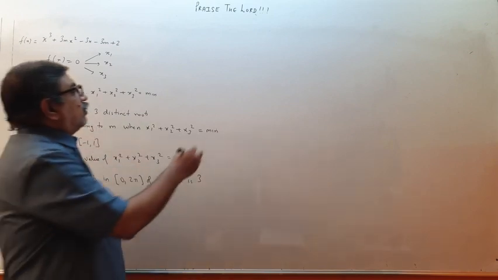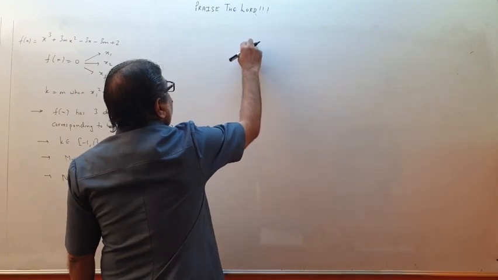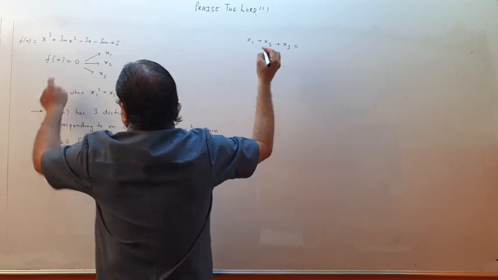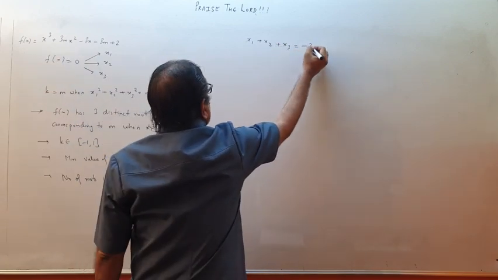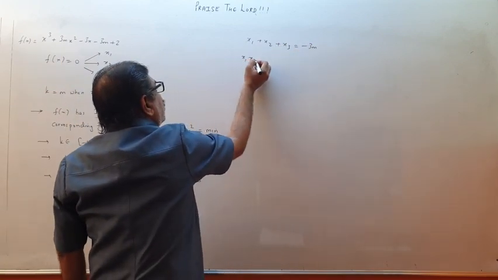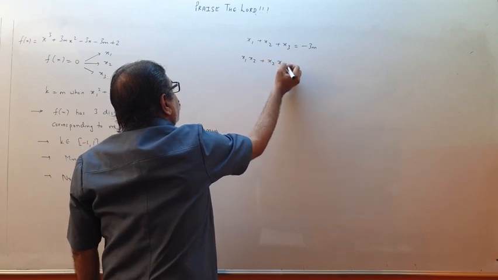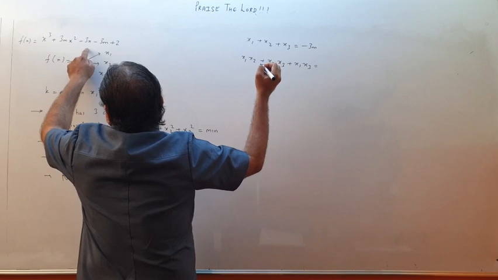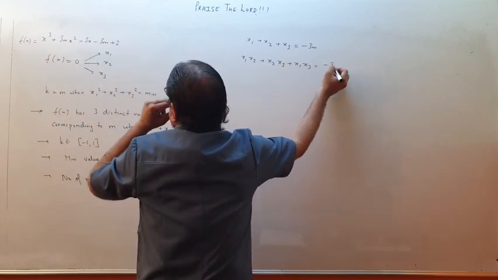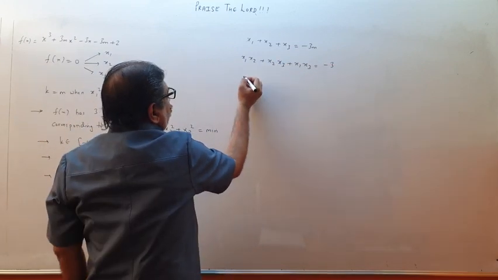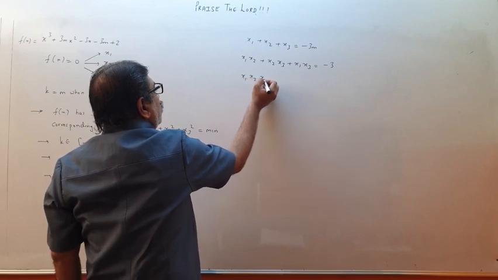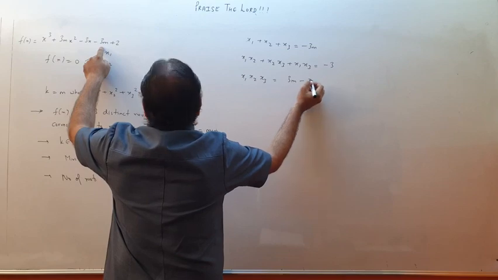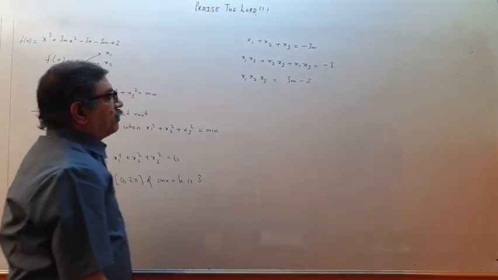So first of all, I know that alpha plus beta plus gamma, that means x1 plus x2 plus x3, will be minus 3m. x1 x2 plus x2 x3 plus x1 x3 will be minus 3, that is c upon a. And x1 x2 x3 will be minus of this, so 3m minus 2 upon the number, 3m minus 2.